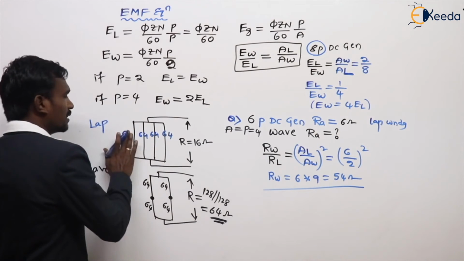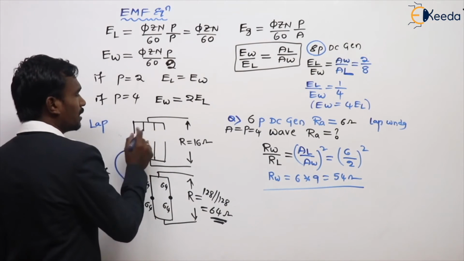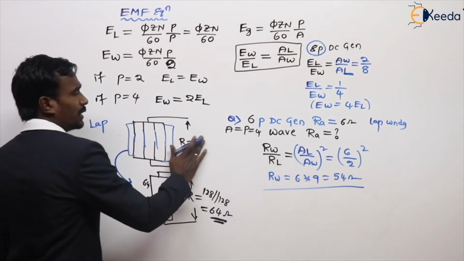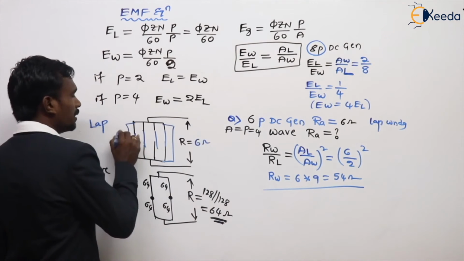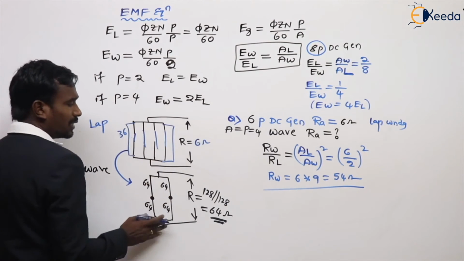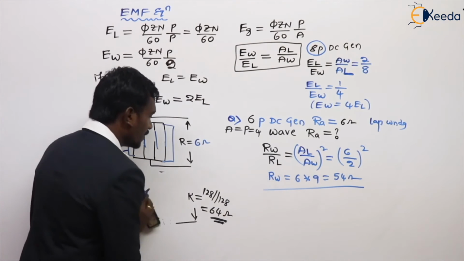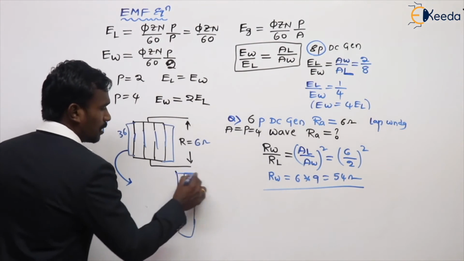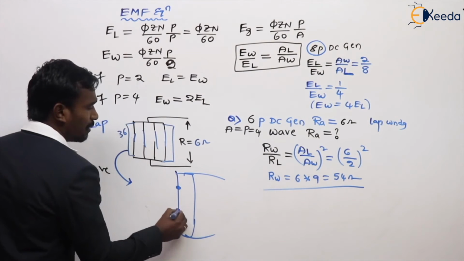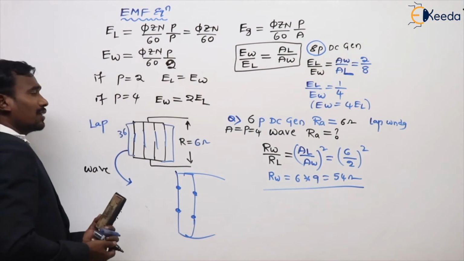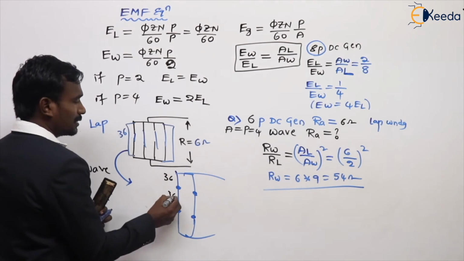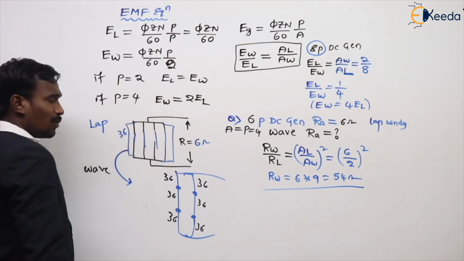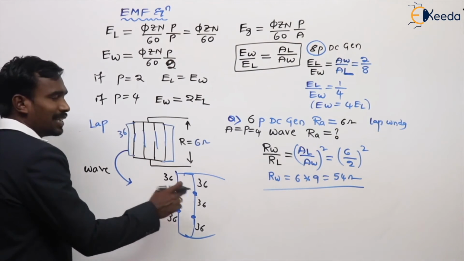Let's check: how many parallel paths do I have to take? 6 parallel paths. So what is the total value? 6 ohms, nothing but each of 36. Each of 36. But here this is converted into wave winding with only 2 parallel paths, so I have to use all the conductors. Nothing but 36, 36, 36, 36, 36, 36. What is that? 90 plus 18.